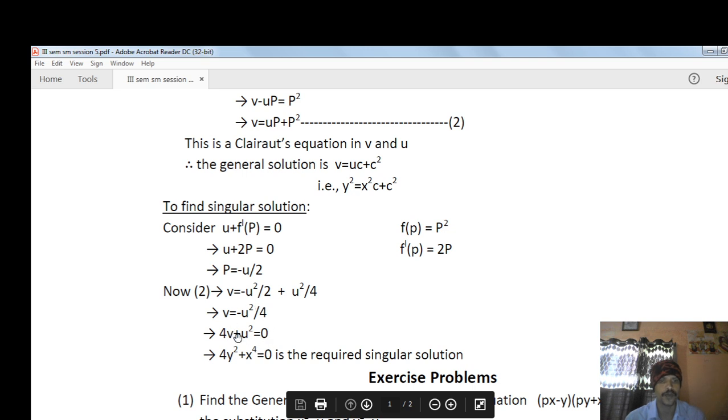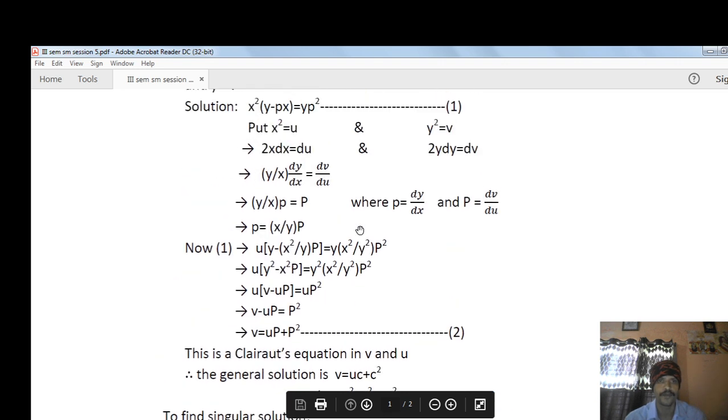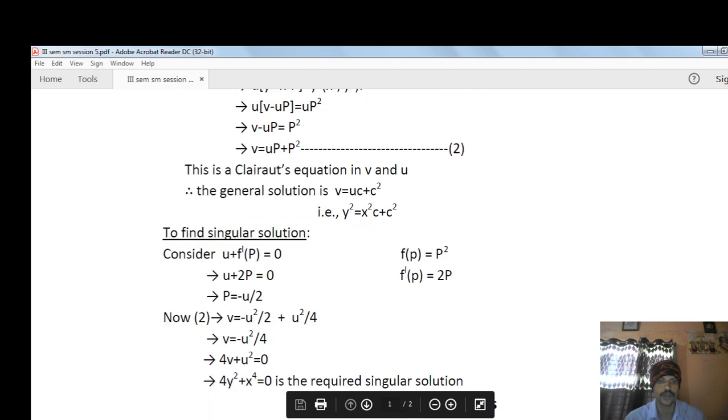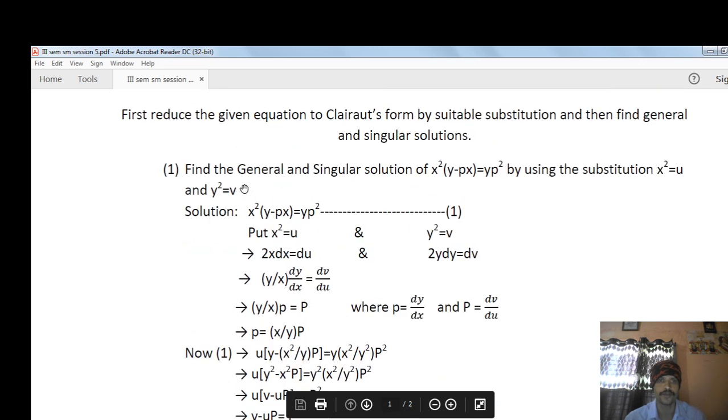Now retransform V and U in terms of x and y. 4 into V is y square, plus U is x square, and the square of x square is x to the power of 4, is equal to 0. And this is the required singular solution of the given equation.